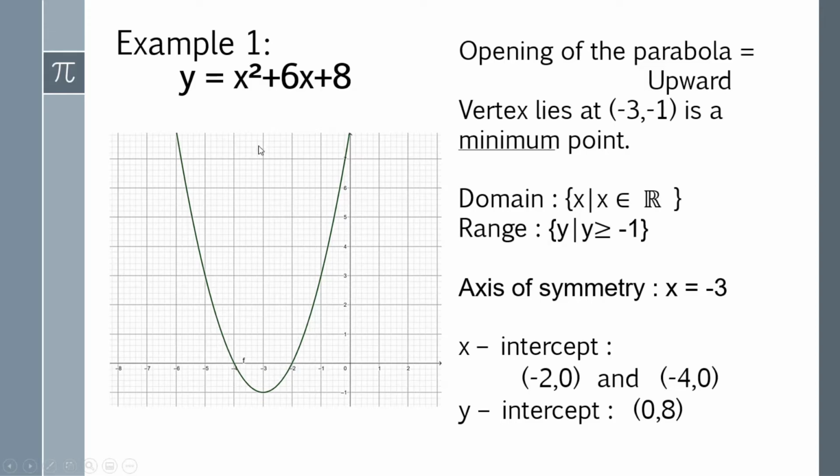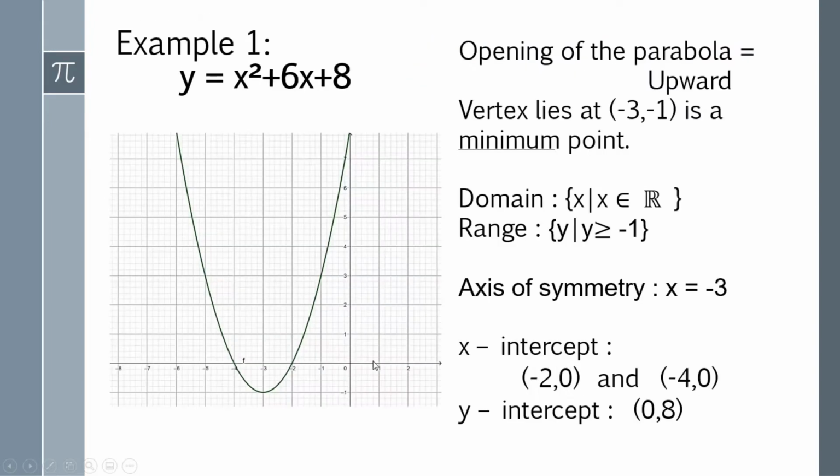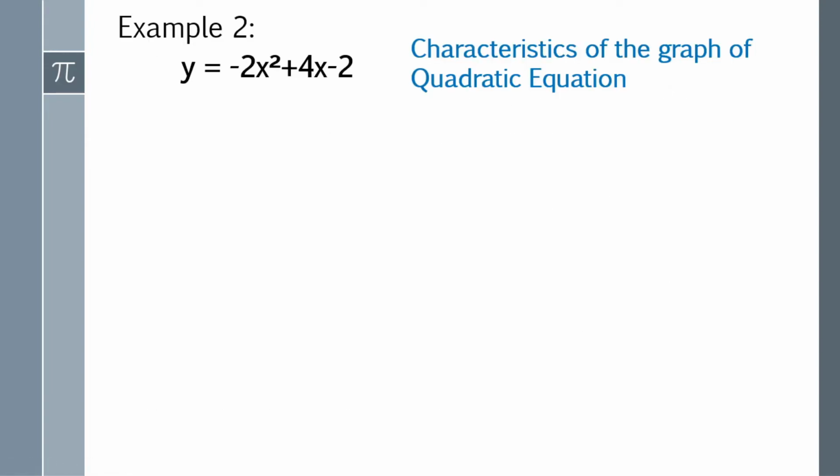And the axis of symmetry is negative 3. Ito yung point natin. So, hatiin natin yan. Negative 3. And the x-intercept, ito yung mga point natin. Ito yung point 1. Ito negative 2, 0 and negative 4, 0. Ito yung x-intercept natin. Ibig sabihin, dito tumama yung graph sa mga point na yan. And the y-intercept, 0, 8. So, from 0, ito 6, 7, 8. Ito yung exact point ng y-intercept. Tumama siya sa y-axis.